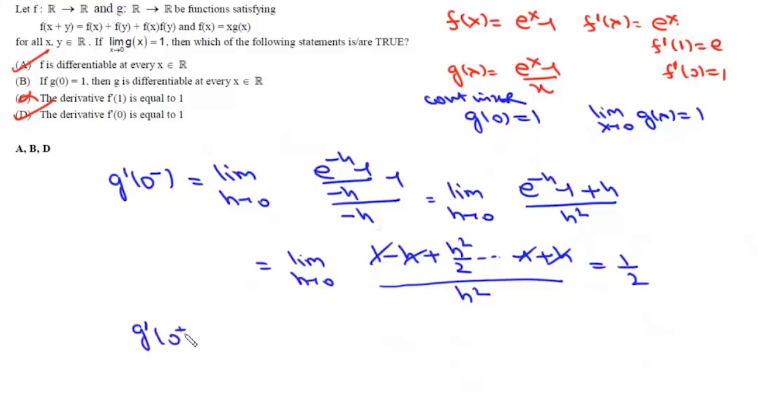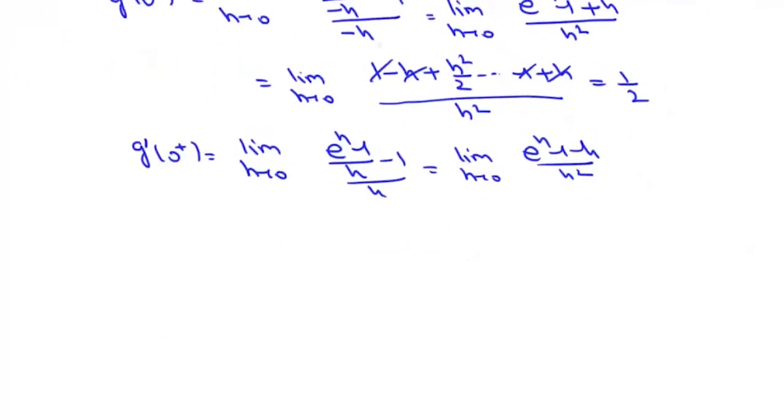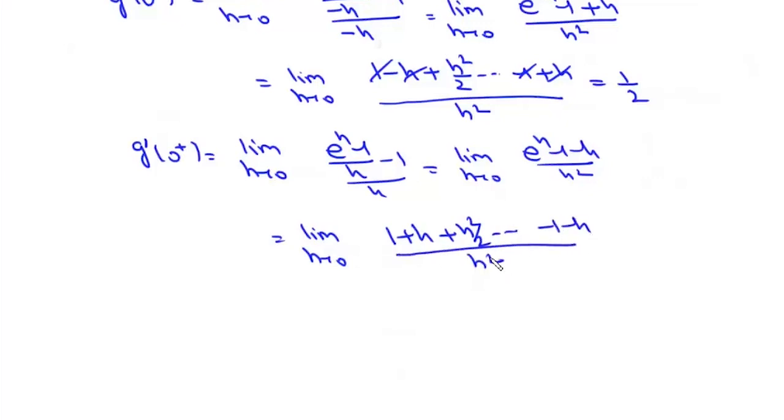Now we'll find g dash 0 positive. It will be this limit h tends to 0 e to the power h minus 1 upon h minus 1 divided by h. Now this is limit h tends to 0 e to the power h minus 1 minus h upon h square. Now again we'll use expansion. So it will be this limit h tends to 0 1 plus h square upon 2 and higher powers minus 1 minus h upon h square. Now it will cancel. This is 1 by 2.